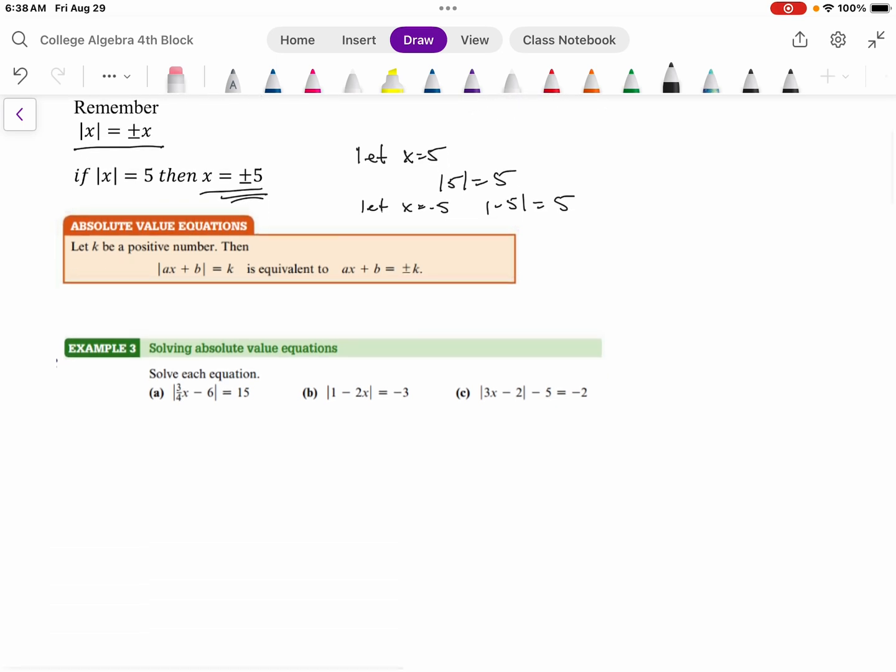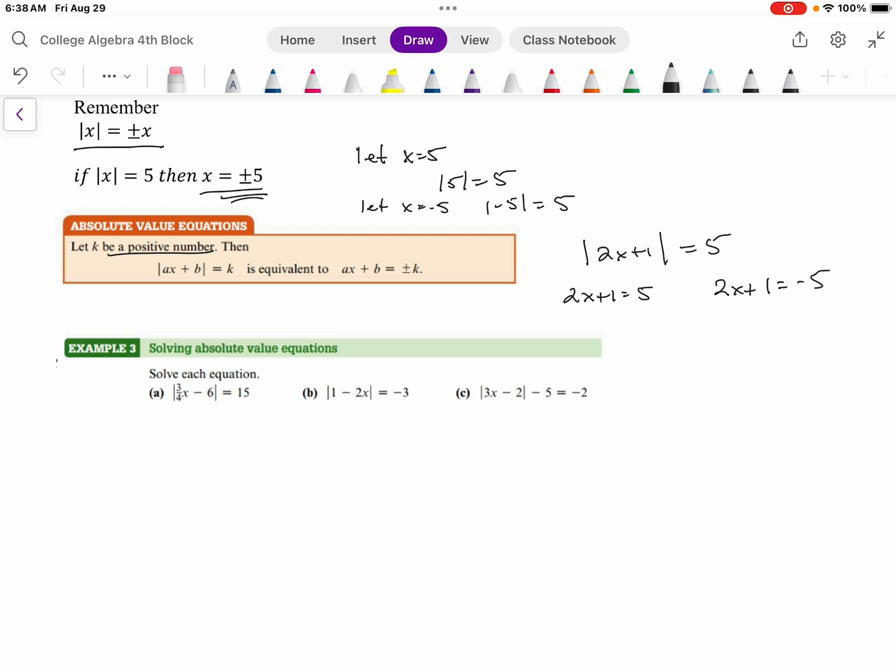Here they say, let k be some positive number. If the absolute value of our linear function is equal to k, then our linear function can be equal to the positive version of that k constant, or the negative version of it. Notice it says if k is a positive number to begin with. So if I have 2x plus 1 equal to 5, then I can say 2x plus 1 equals 5, and 2x plus 1 equals negative 5.